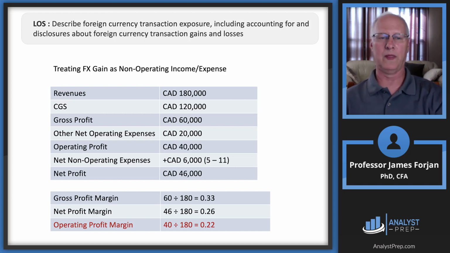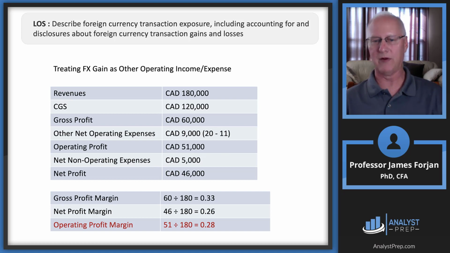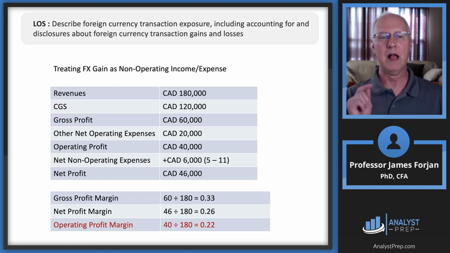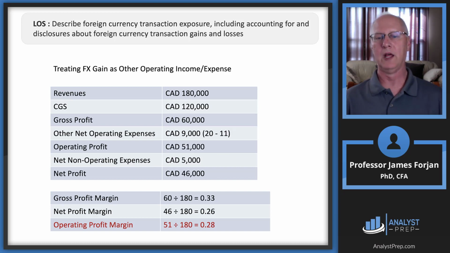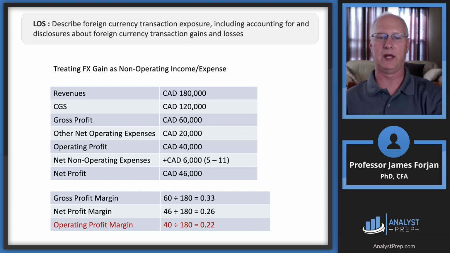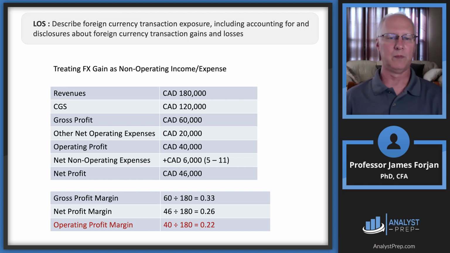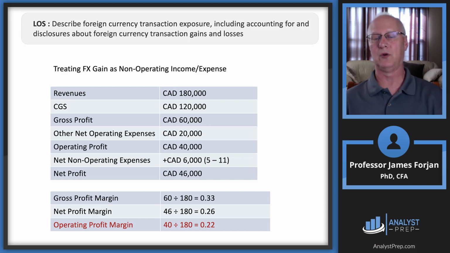However, note that gross profit margin and net profit margin, here I'll go back again, 33 and 26%, they're still the same, but now the operating profit margin is only 22%. So there it's 28 when we treat it as up in the other operating income, but when we put it down into kind of, what did I call this earlier, like a financing thing, we put it into non-operating income or expense, that profit margin drops to 22%.